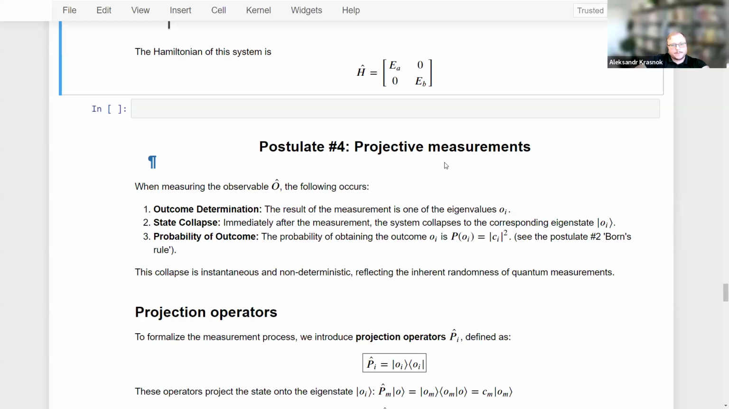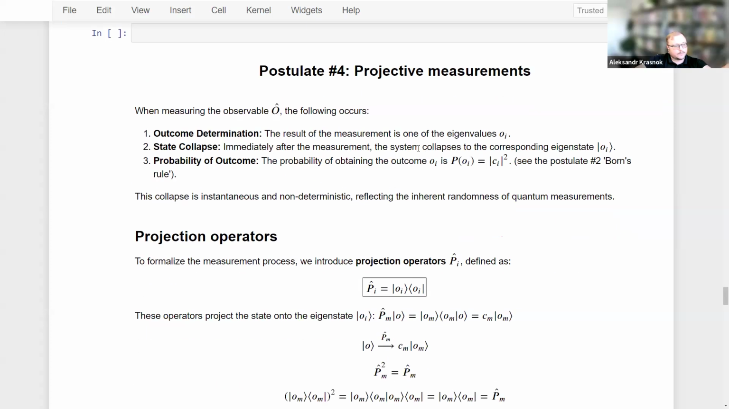Postulate 4: measurements, and specifically projective measurements. So we said that in general, a quantum system is presented in a superposition of quantum states. What happens when we measure this system?